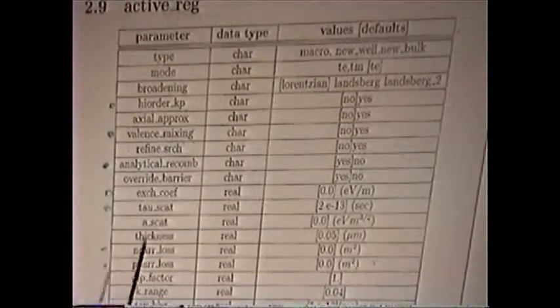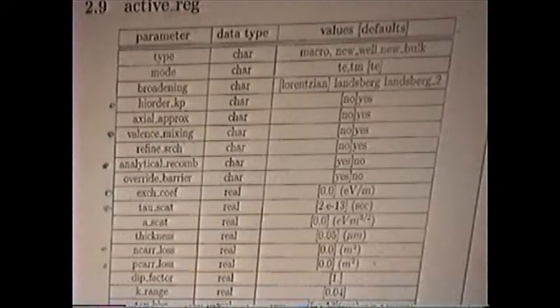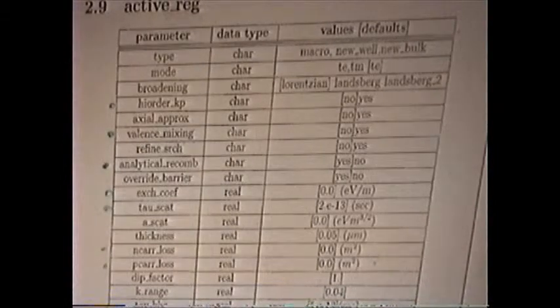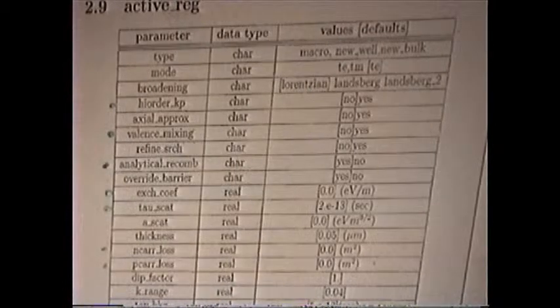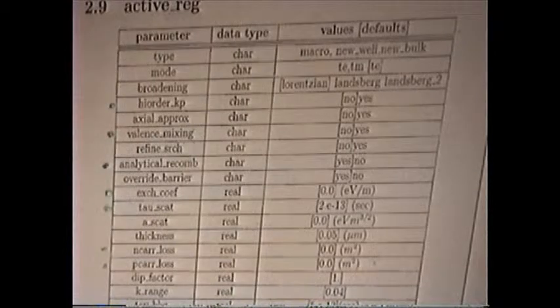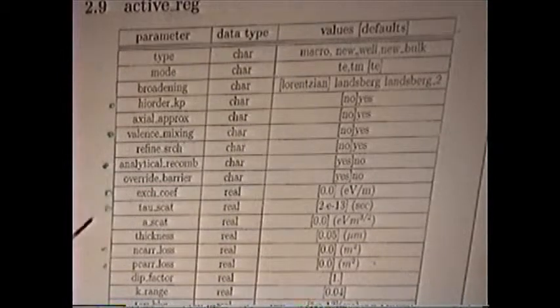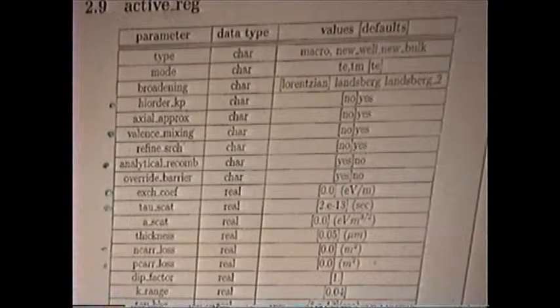The analytical recombination: in a quantum well, the spontaneous recombination is automatically used. The spontaneous recombination spectrum is integrated to get your B parameter, to get the spontaneous recombination rate. Only in bulk layers is the B parameter used, which you define in the material file. In the quantum well, it is always the actual spontaneous emission curve, but you can change that. You can say here you don't want that, you want the B parameter. That's still the same, still active.